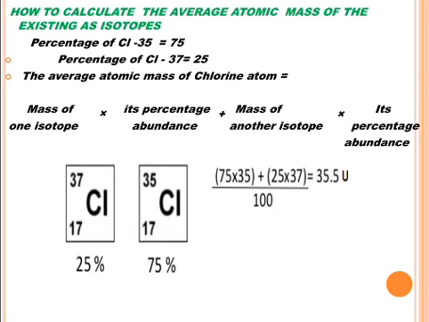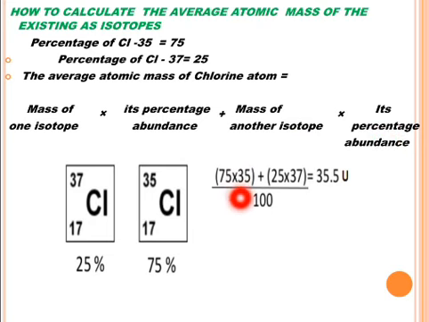See, the percentage of chlorine 35 is 75% and the percentage of chlorine 37 is 25%. So in this case we can calculate the average atomic mass of chlorine atom by multiplying the mass of one isotope with its percentage abundance in nature and then adding its value to the multiplication of the mass of another isotope with its percentage abundance in nature.